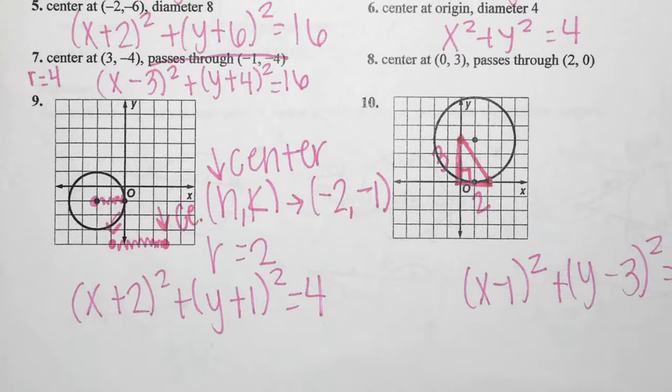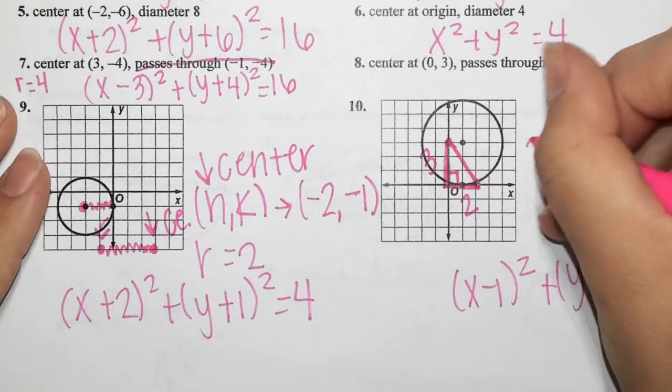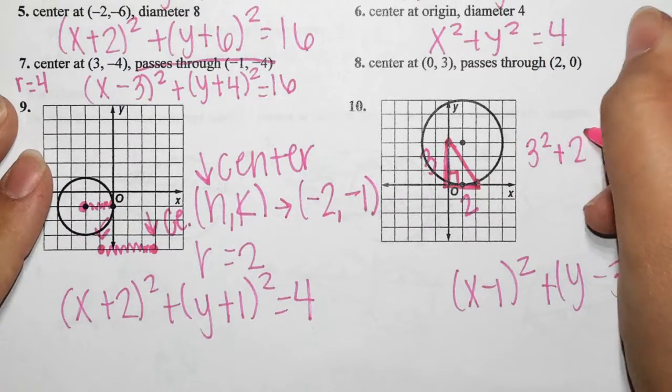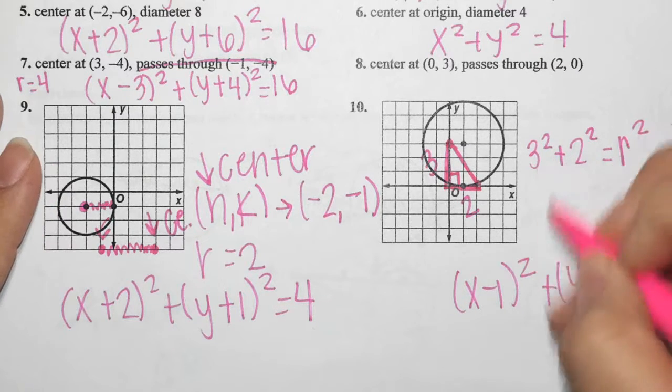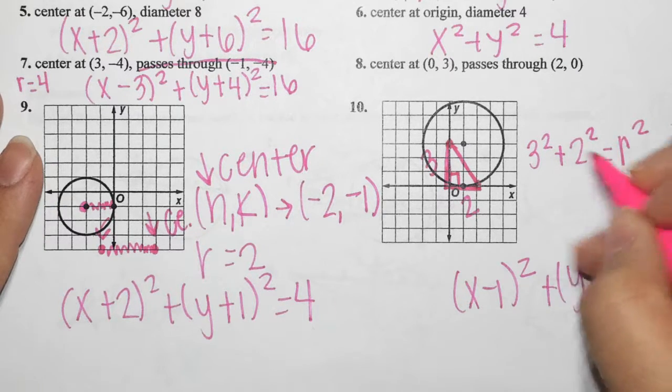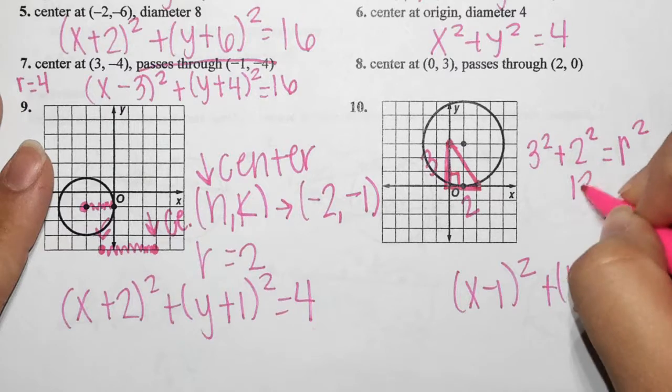Leave it as a radical. Trust me, leave it as a radical. You will see why. So once you solve this, you have 3 squared plus 2 squared. 3 squared is 9, 2 squared is 4, so those added together are 13.